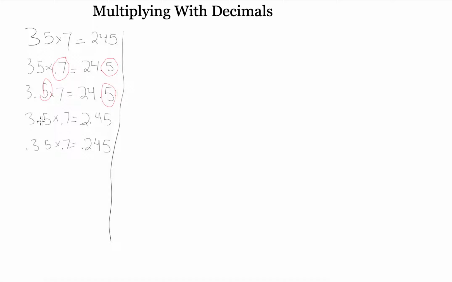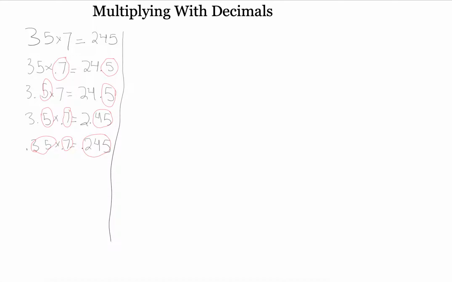In this question, we have two digits that come after the decimal point in the question, so we'll have two digits that come after the decimal point in the answer. And it's the same with our last question. We have three digits after the decimal point in the question, so then three digits in the answer.